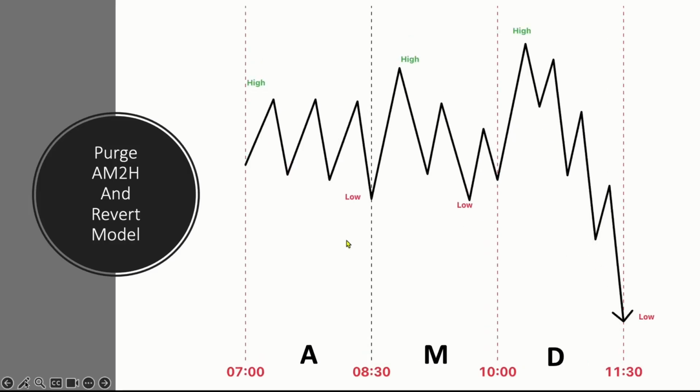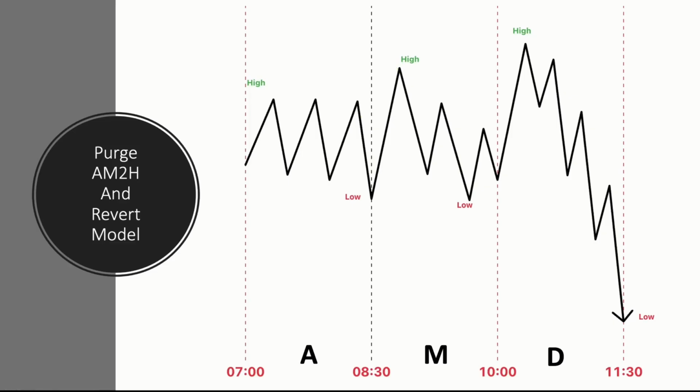The second model is the following. This is a model, or a scenario slash profile, in which there's a purge of the AM 2 high and a revert occurs. This occurs when the accumulation cycle has gone sideways, the manipulation cycle took out the previous cycle's high, so the high of the accumulation cycle, but it did not displace to the downside yet.